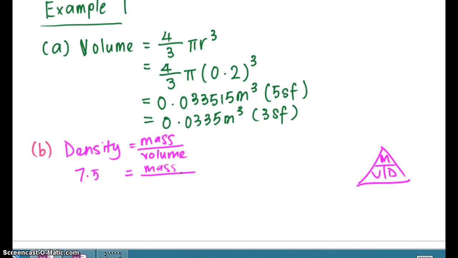We must use the more accurate answer, which is 0.033515 instead of 0.0335. With this, we can now calculate mass.